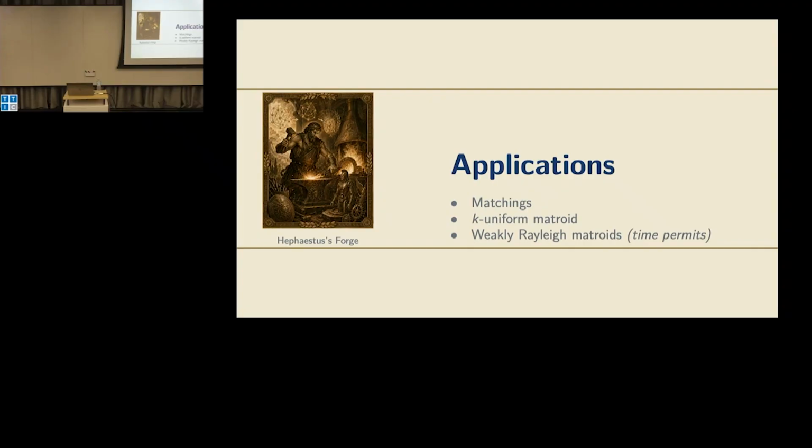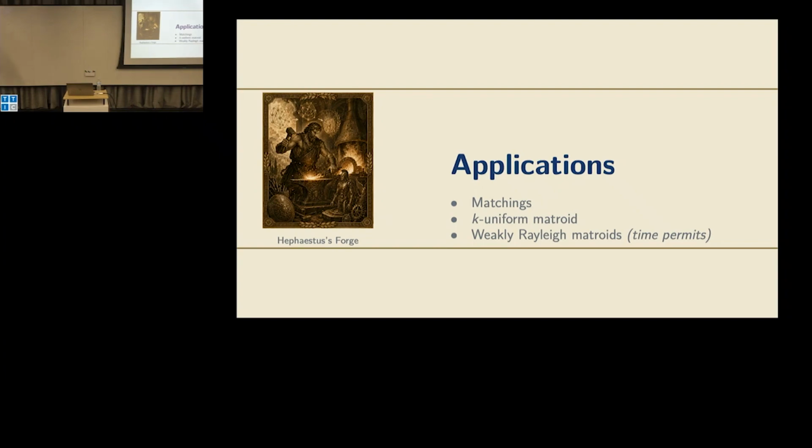I'm going to switch to K-uniform matroid, and if time permits, I'm going to tell you a little bit about this special class of matroids called Rayleigh matroids that contain things such as linear matroids over complex numbers, which includes graphic matroid and laminar matroids, and therefore K-uniform matroids.